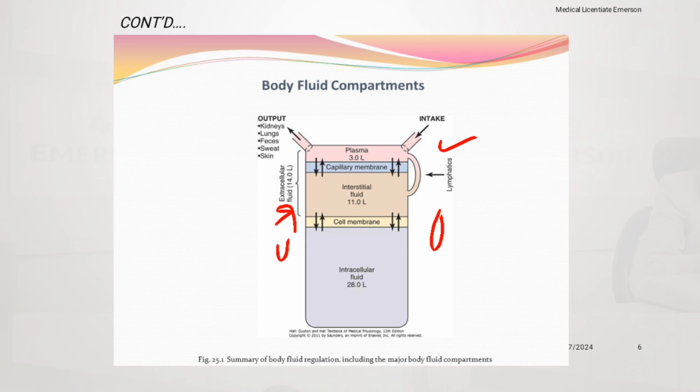Then, when someone takes in fluids, they go into plasma, or they become components of plasma, and they are excreted by the kidneys, lungs, feces, sweat, or skin. So this is the summary of body fluid regulation, including the major fluid compartments.